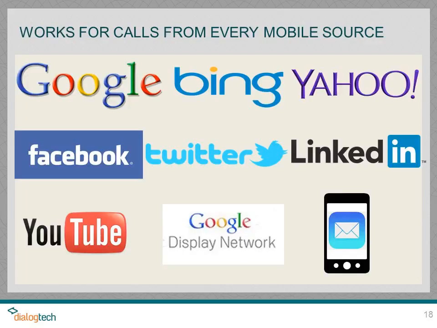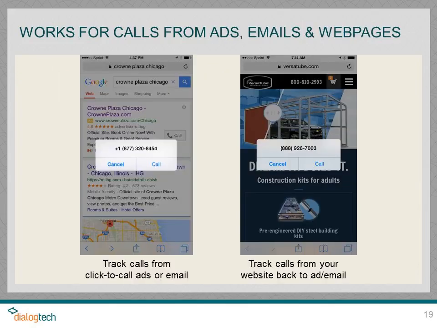And DialogTech for mobile marketing works for any mobile source. So I list the big ones up here with Google and Bing, Yahoo, Facebook, Twitter and LinkedIn, YouTube, Google Display Network, and email. But it works for any mobile marketing source. Any marketing that you're doing, you can track callers back to that specific marketing and through the sales funnel to understand what's really driving conversions that drive revenue.